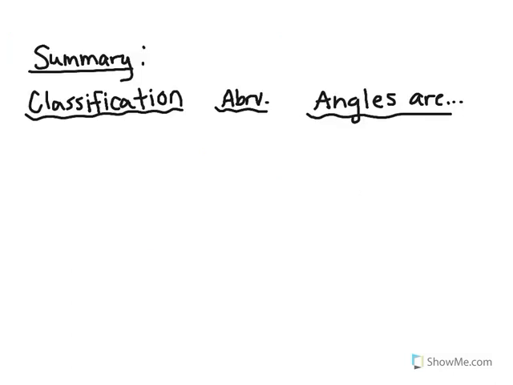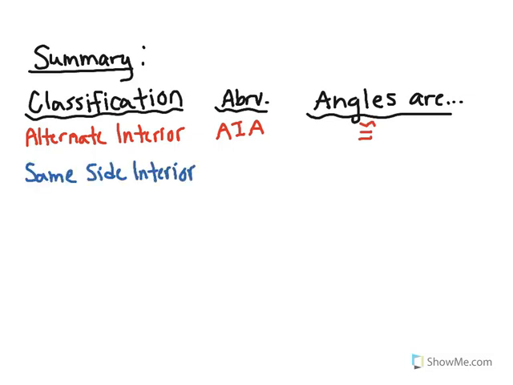Alright, so let's summarize. We've looked at five different kinds of pairs of angles that come from parallel lines. The first kind that we talked about was alternate interior angles, and I like to abbreviate that by AIA. These particular angles are congruent. The next pair that we looked at were same side interior angles, which I like to abbreviate by SSIA, and those added up to 180 degrees. In other words, they were supplementary.